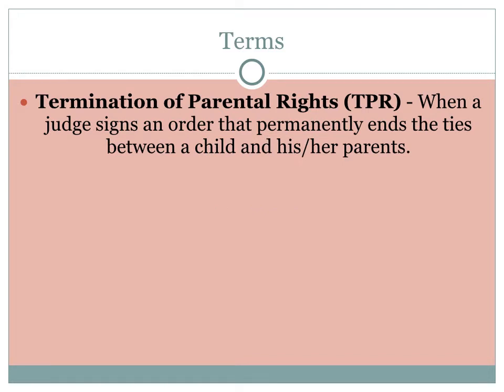Termination of parental rights, often known as TPR. Termination of parental rights is when a judge signs an order that permanently ends the ties between a child and his or her parents.